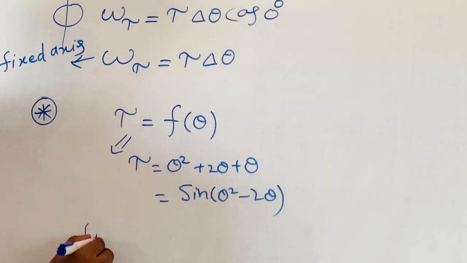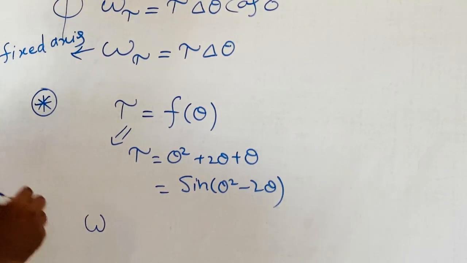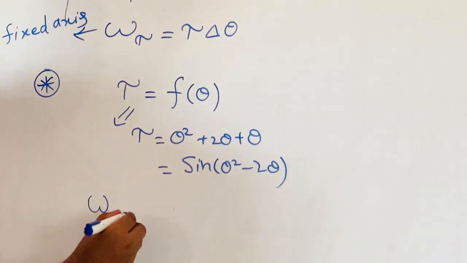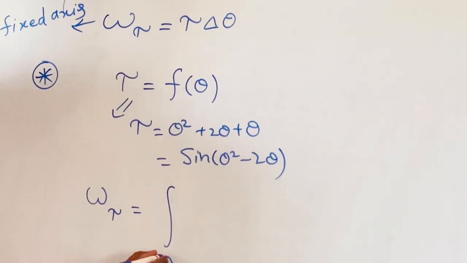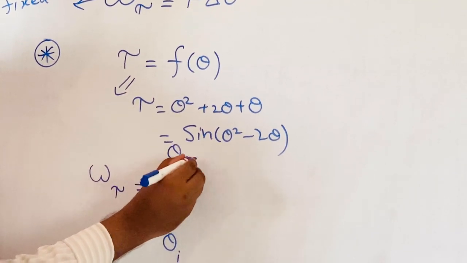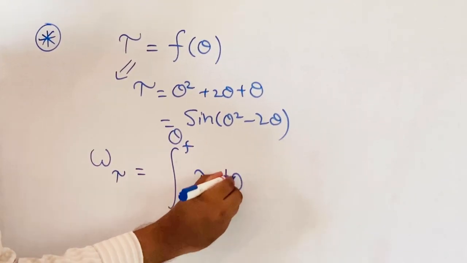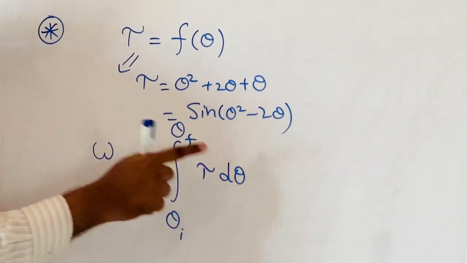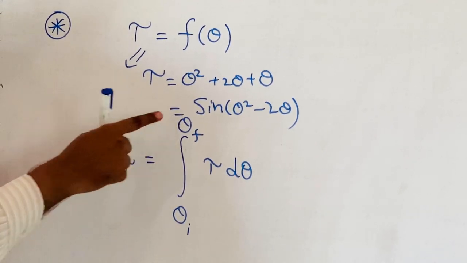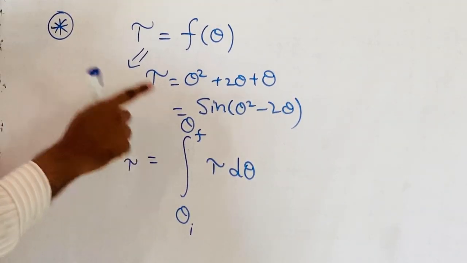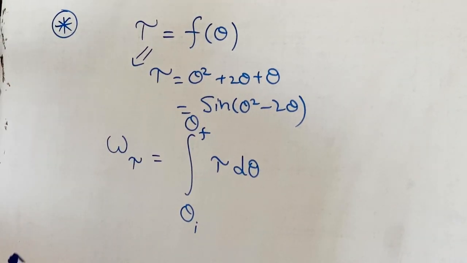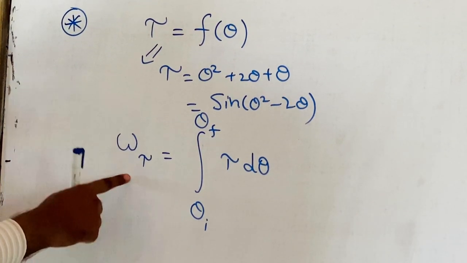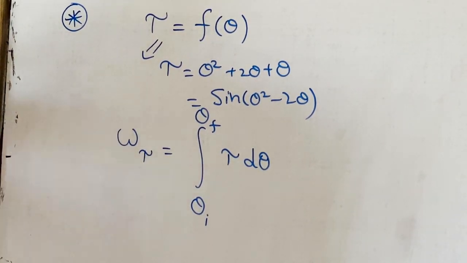At that time, if you want to calculate the work done by that particular torque, we can use this expression. Work done by the torque is equal to the integral from theta i to theta f of tau d theta. Here tau is a function of theta, d theta indicates angular position, and theta i to theta f indicates initial angular position to final angular position. This is the work done by a variable torque.